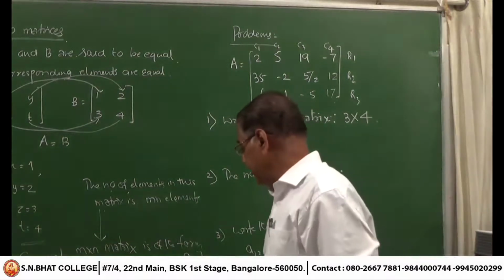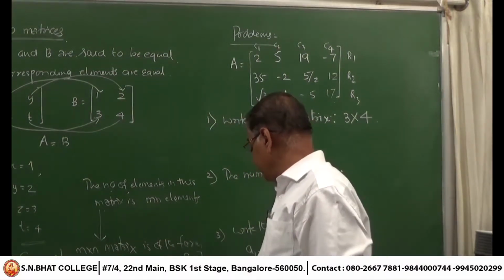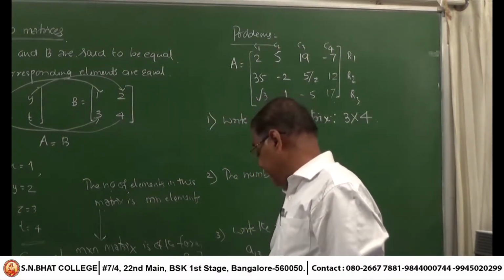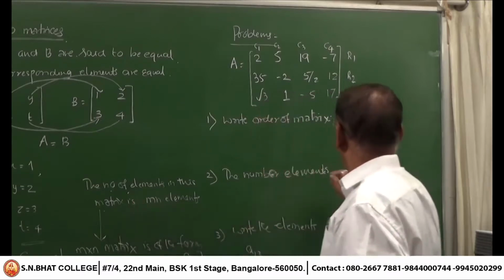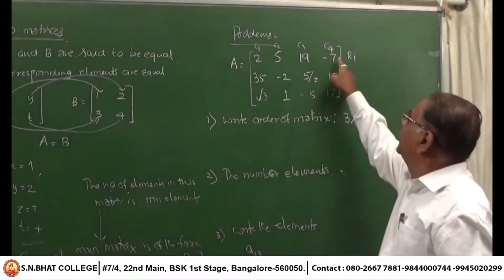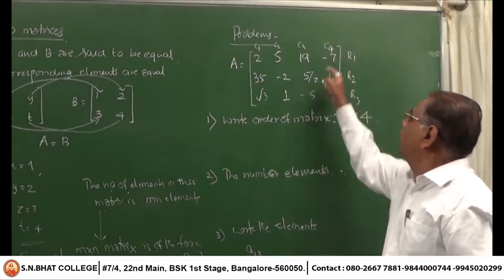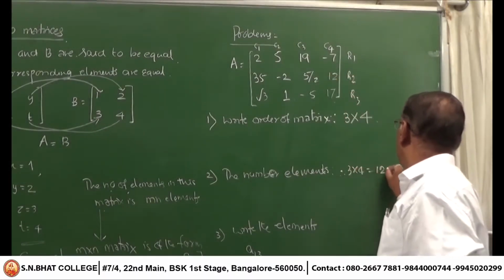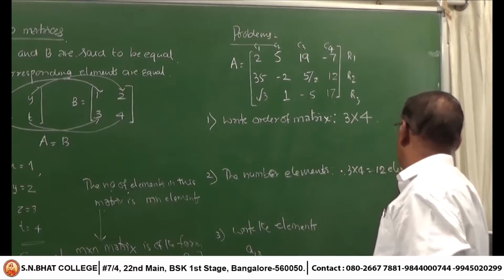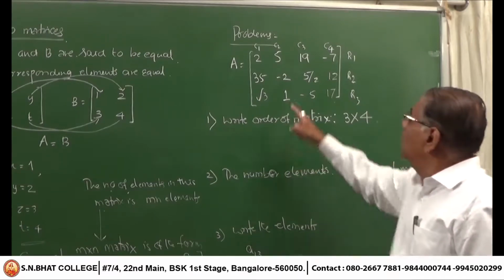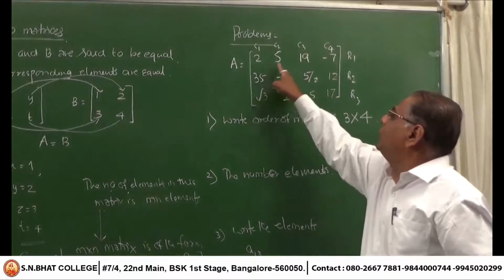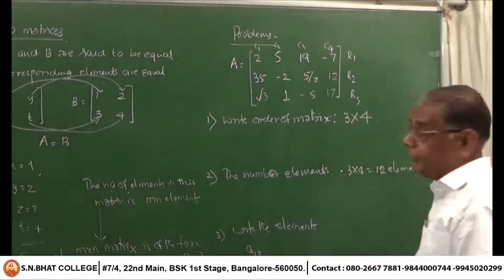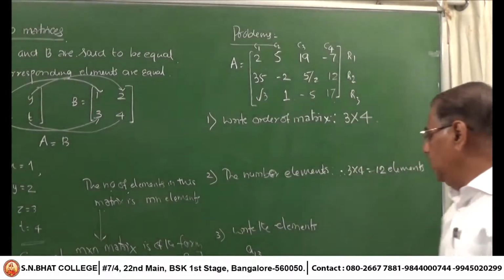See here the general matrix. A11, A12, it has M cross N matrix. It has Mn elements. Therefore, this matrix has how many elements? It has 3 rows and 4 columns. That is 3 into 4, nothing but 12 elements.